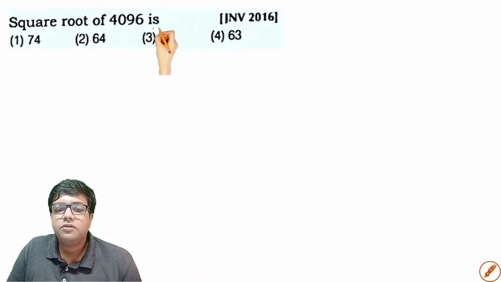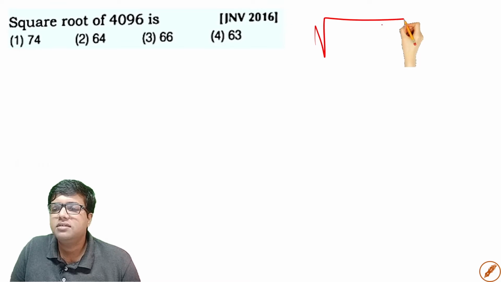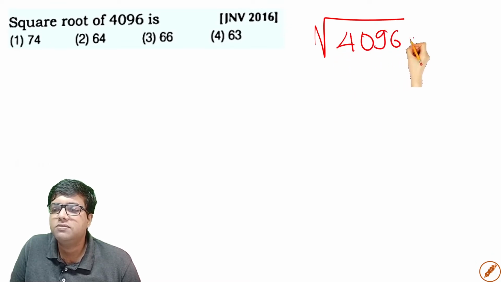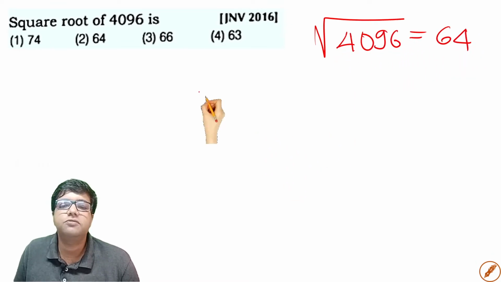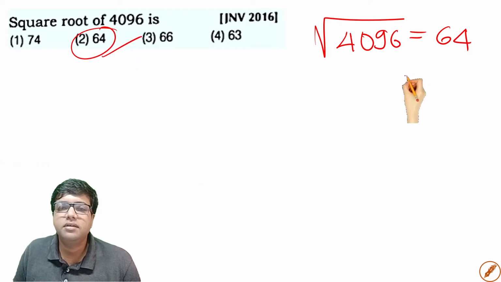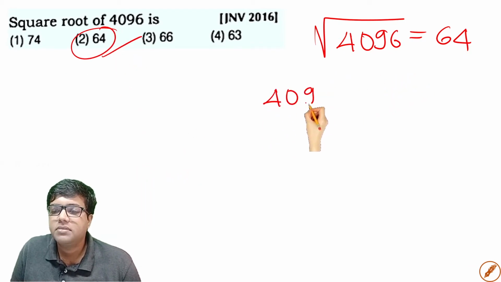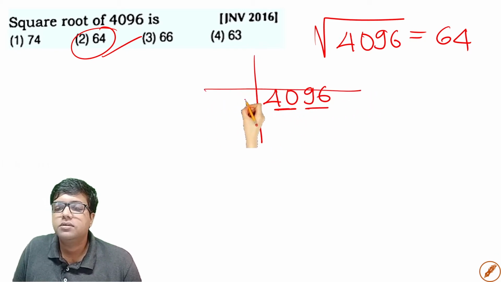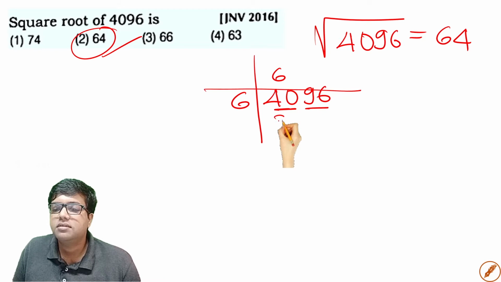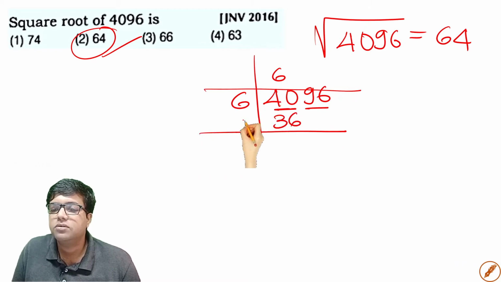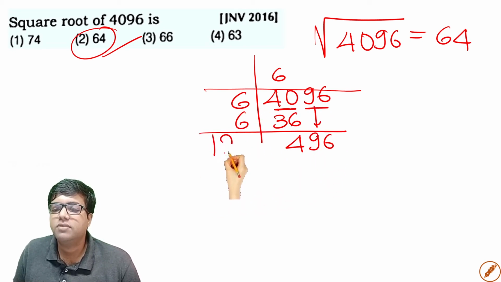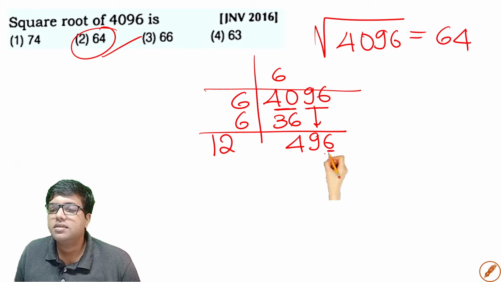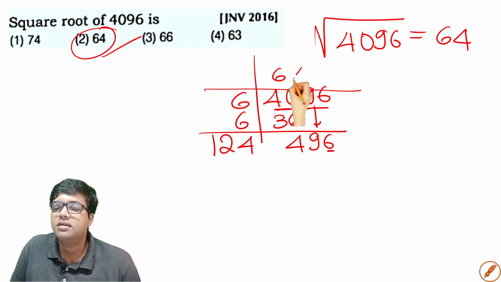Square root of 4096, this is very easy. These values should be memorized by heart, that is always 64. Option 2 is the right answer. But in case you didn't know, then use the normal division method, pair them in 2s. 6 sixes are 36, right? So take 6 here as well. You are left with 4. 96 will come down. 6 plus 6 is 12, and there is a 6 here, so let's try with 4.